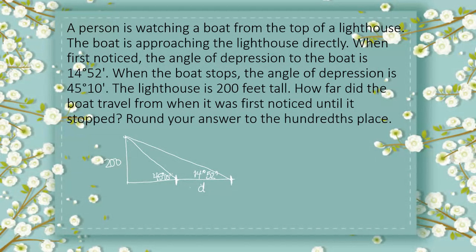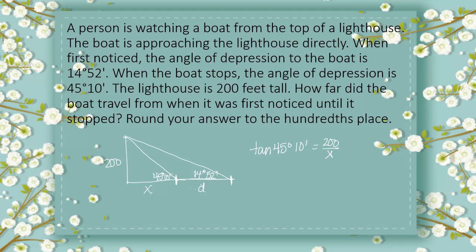So what I need to know, there's no way for me to figure out D right now. This is not a right triangle, and I don't have the information to be able to figure this out with a non-right triangle. What I do have is two right triangles that I can put together. So I'm going to start by finding this distance right here. And I'm just going to set up, again, I have tangent, opposite over adjacent. So tangent of 45 degrees 10 feet is equal to 200 over x.